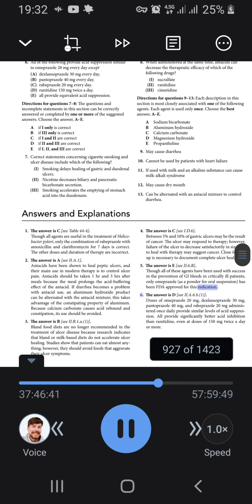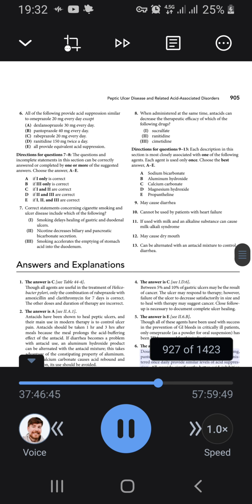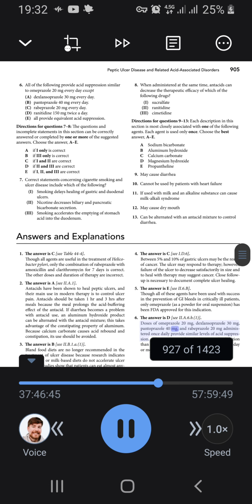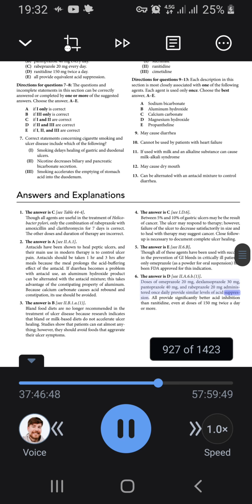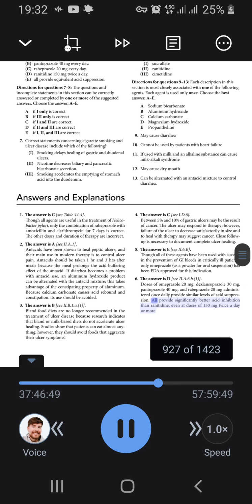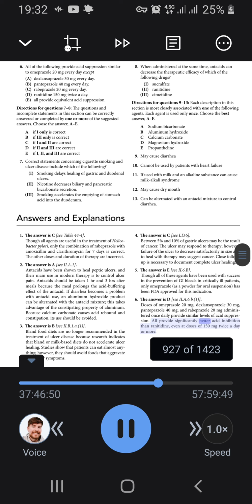6. The answer is D. Doses of omeprazole 20 milligrams, dexlansoprazole 30 milligrams, pantoprazole 40 mg, and rabeprazole 20 milligrams administered once daily provide similar levels of acid suppression. All provide significantly better acid inhibition than ranitidine, even at doses of 150 milligrams twice a day or more.